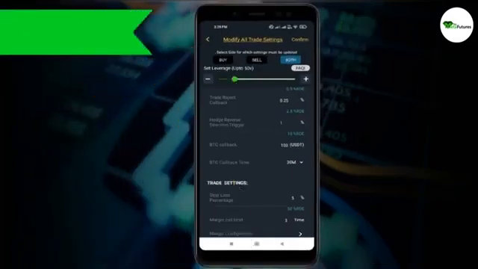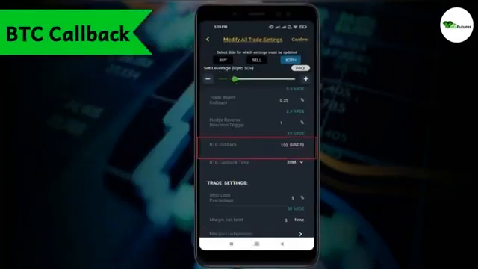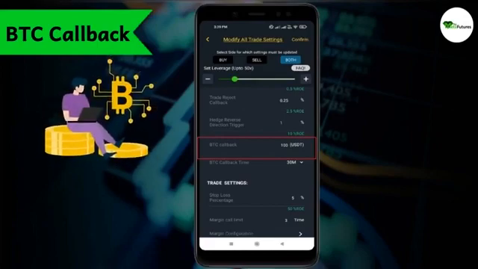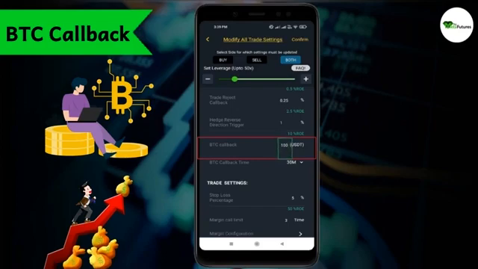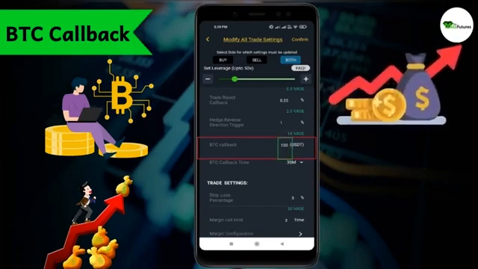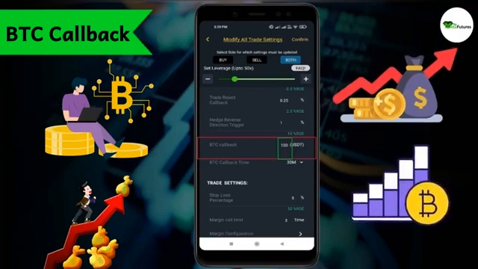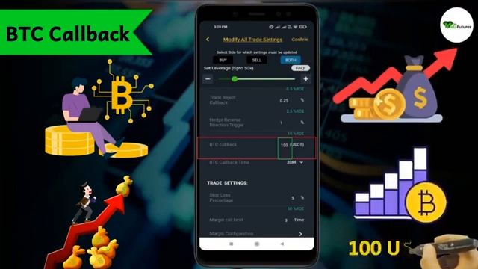Let's talk about BTC callback. As we all know, the whole market revolves around Bitcoin. Suppose you have placed a trade that the market will go up. As I have entered a 100 USDT value in BTC callback, the bot will not place a trade until BTC moves up by 100 USDT.